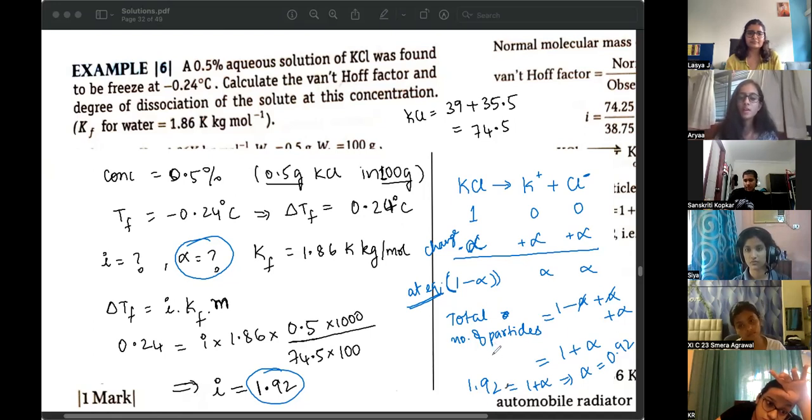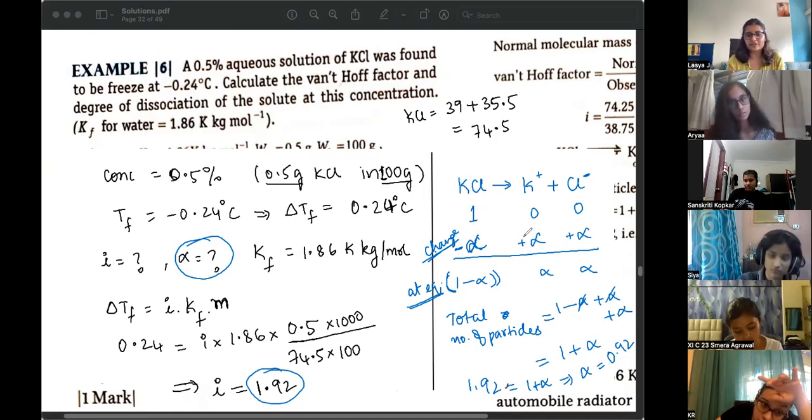What's the significance of writing plus alpha and then minus alpha for KCl? Just to explain how the change happened: alpha amount dissociated, meaning this reduced by alpha, so I put minus alpha. That much dissociated, meaning these many ions are produced, so I put plus alpha and plus alpha.